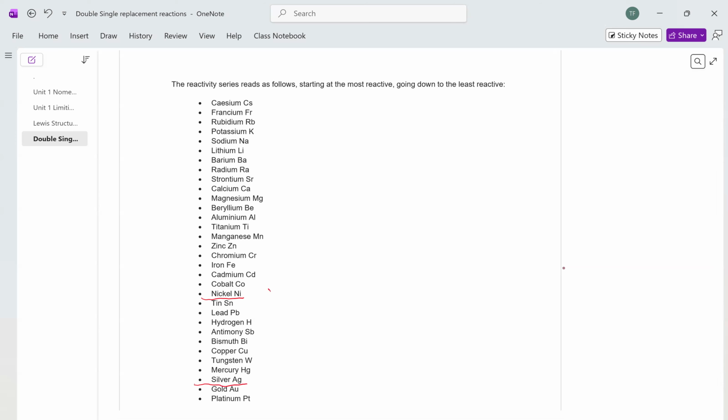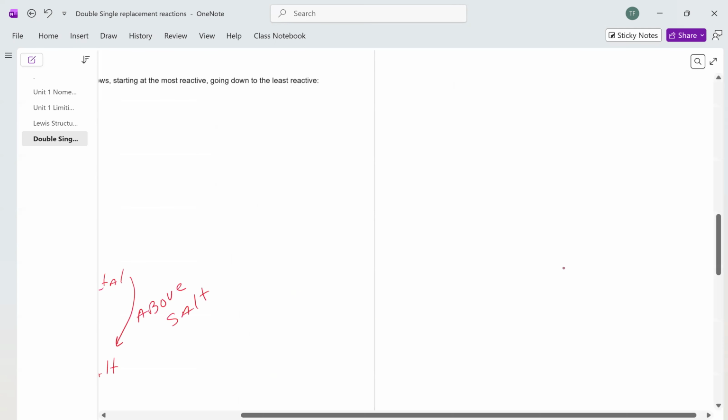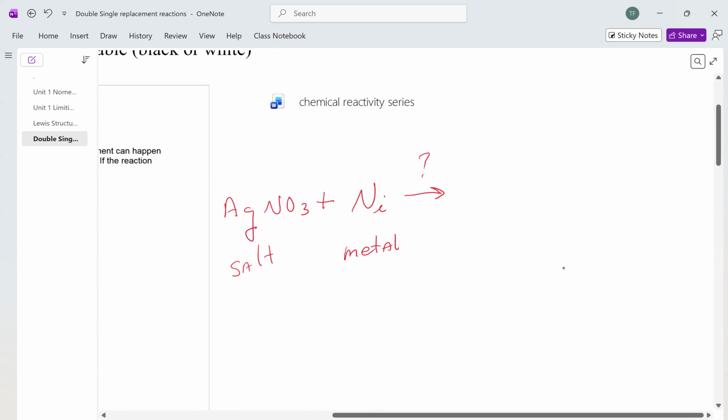Now, if the metal is above the salt metal, the reaction goes. So let's look at this now. The metal is above the salt. That means this reaction is going to go. So what happens? What does that mean?